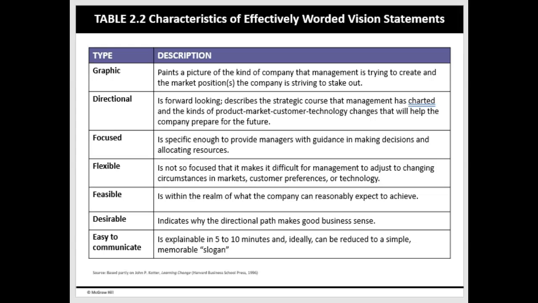Now here's a table that lists some of the characteristics you'd want to consider in an effective vision statement. You want to say something definitive about the company's leaders, that the company's leaders intend to position the company beyond where it is today. So it would be graphic or directional or focused or flexible, etc. Pause the slide and review it, or read it in your book.